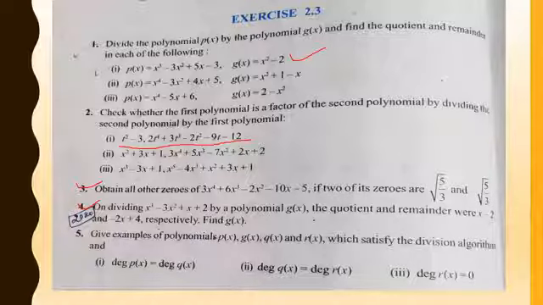In question number 2, we have to check whether the first polynomial is a factor of the second or not by division process. In question number 3, we have to obtain all the remaining zeros of the biquadratic polynomial when two of its zeros are known. And in question number 4, we have to find g of x. G of x means it is the divisor when quotient, remainder, and dividend are given. So let's continue to find out the solutions of these questions.